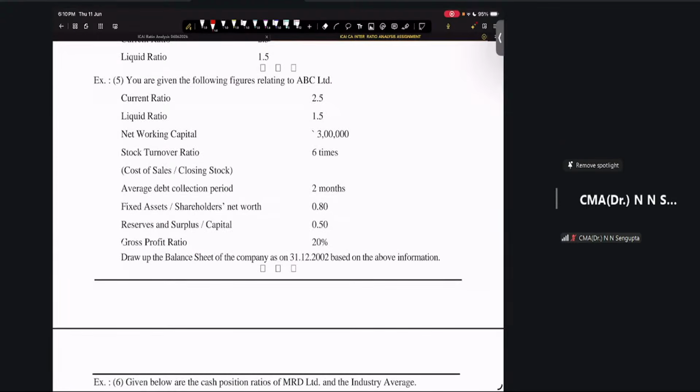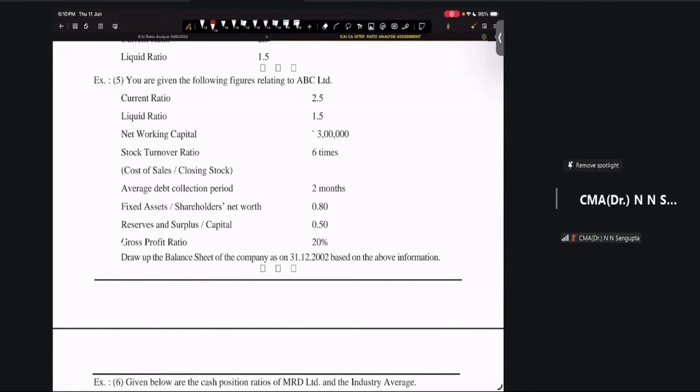You are given the following figures relating to ABC Limited. Current ratio is 2.5. Liquid ratio is 1.5. Net working capital is 3 lakh. Stock turnover ratio is 6 times, cost of sales upon closing stock. So the stock turnover ratio is clearly specified: we have to take cost of sales upon closing stock.